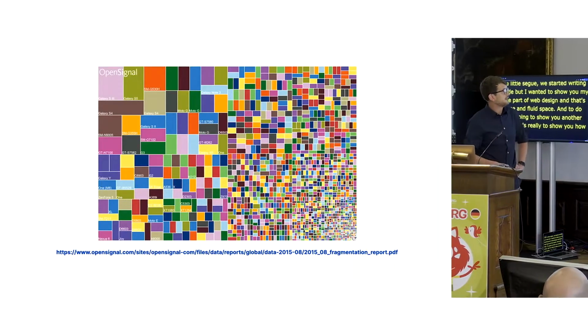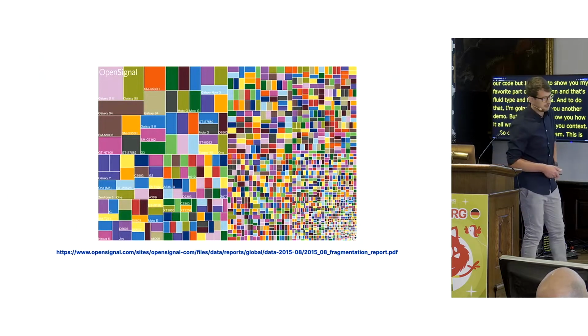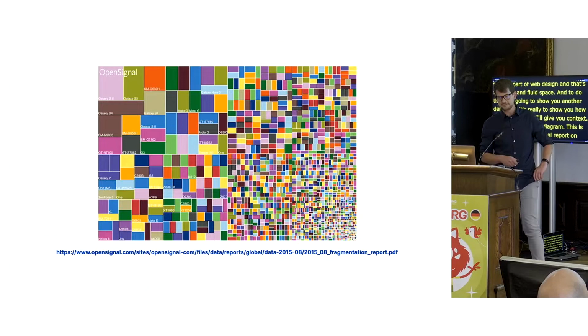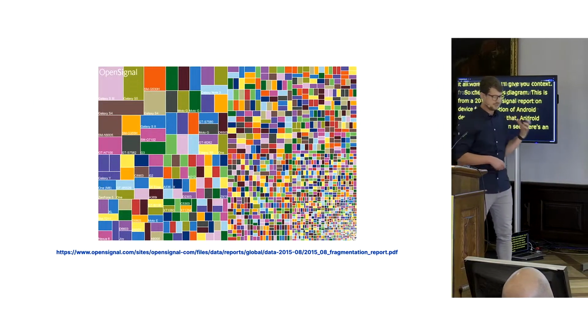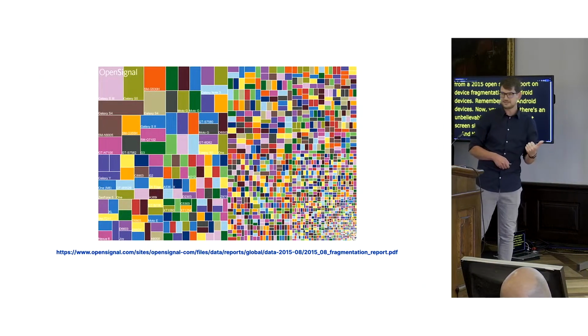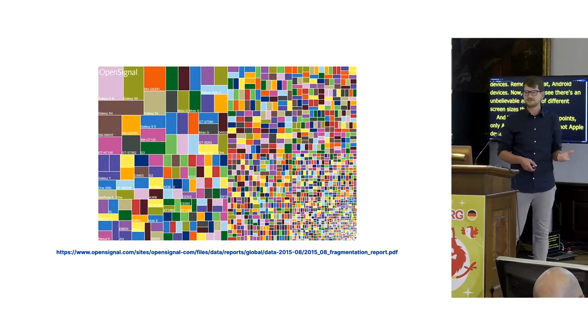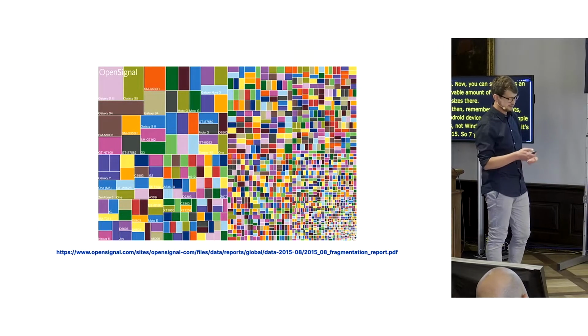So check out this diagram. This is from a 2015 Open Signal report on device fragmentation of Android devices. Now remember that, Android devices. Now you can see there's an unbelievable amount of different screen sizes there. And then remember 2 points. It's only Android devices, so that's not Apple devices, not Windows devices. And it's also 2015, so that's 7 years ago. So imagine how much more fragmentation's come around since then too.